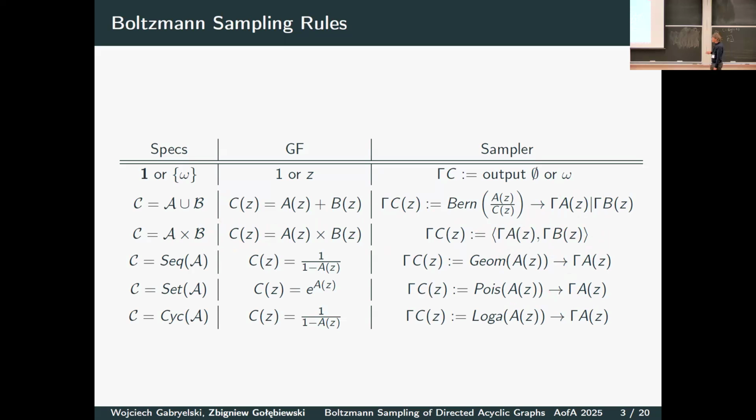And it gets a bit more interesting when you go to sequences of A structures. Then first you draw a number from a geometric distribution with the parameter A(z). And then, having this number, you produce a tuple of that size of A structures. So we run multiple Boltzmann samplers of A structures. And similarly for sets, you do more or less the same, but you draw a number from a Poisson distribution. And for cycles, you draw a number from a logarithmic distribution.